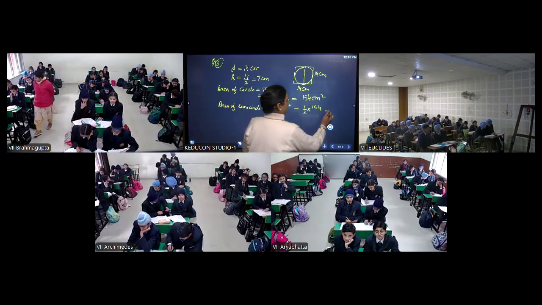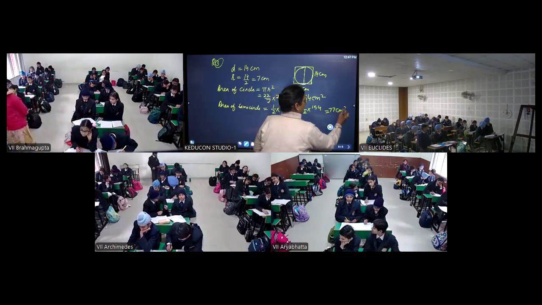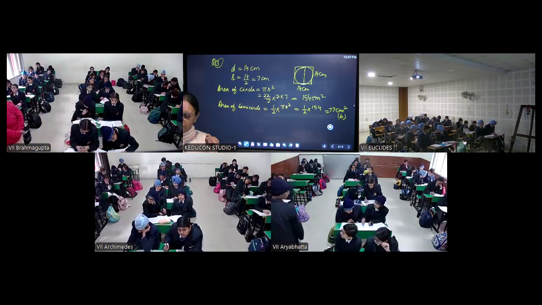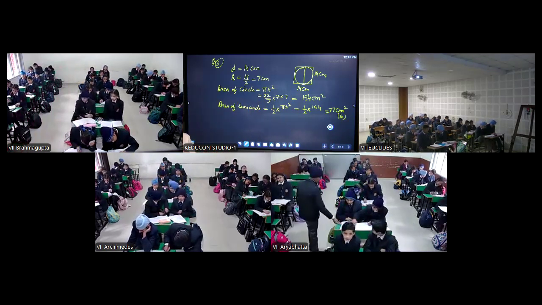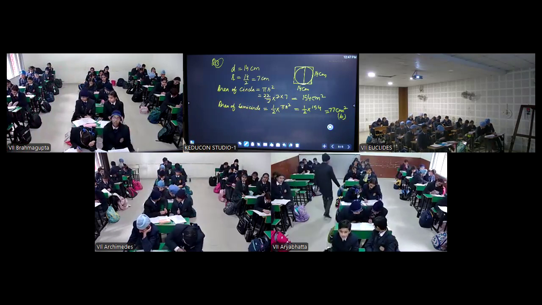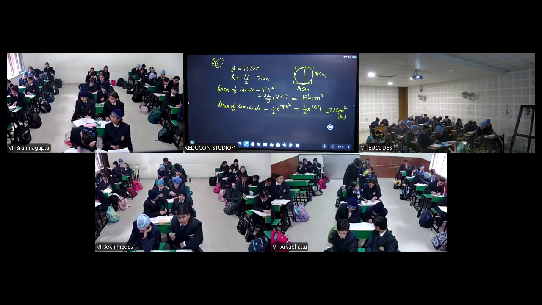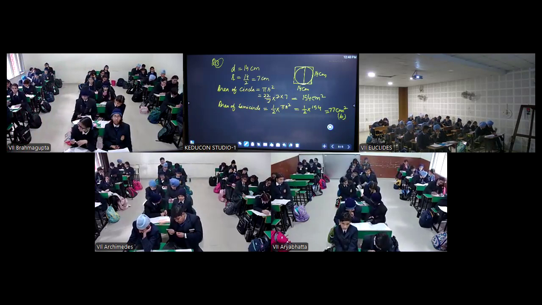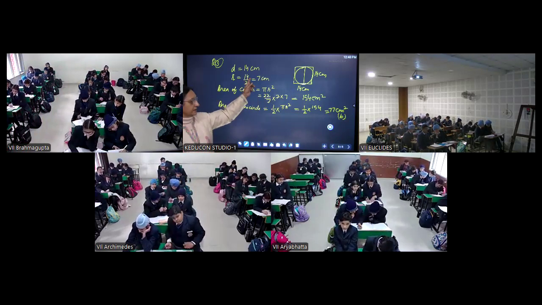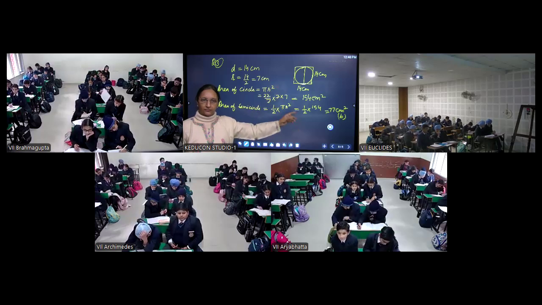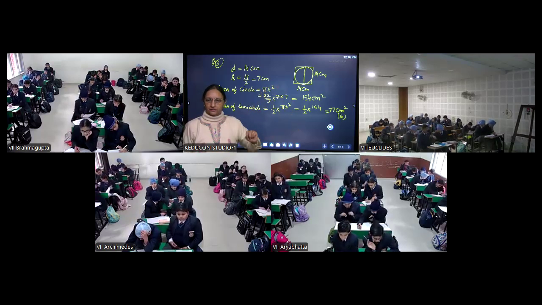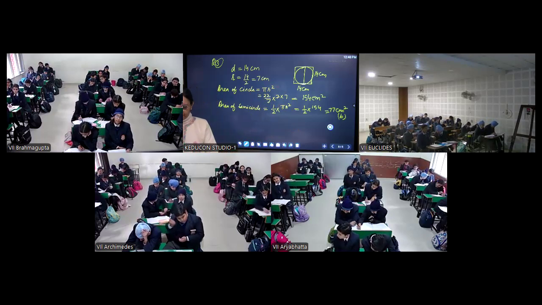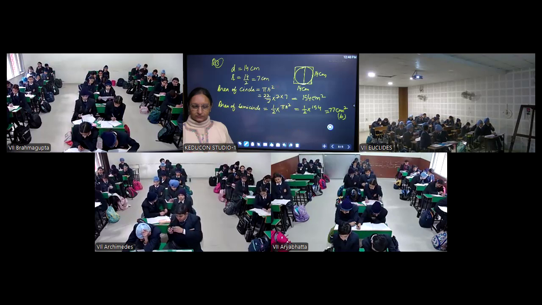Please see the unit. So the option will be B, not A, because in A it is 77 meter square, and in B it is 77 centimeter square. That's why the answer will be in centimeter square. Your unit should match with R. I told you in the beginning, whatever unit is given to you, apply the same unit for the area or perimeter.